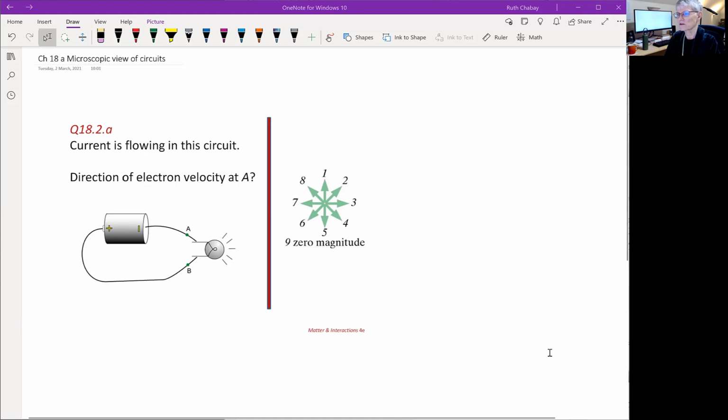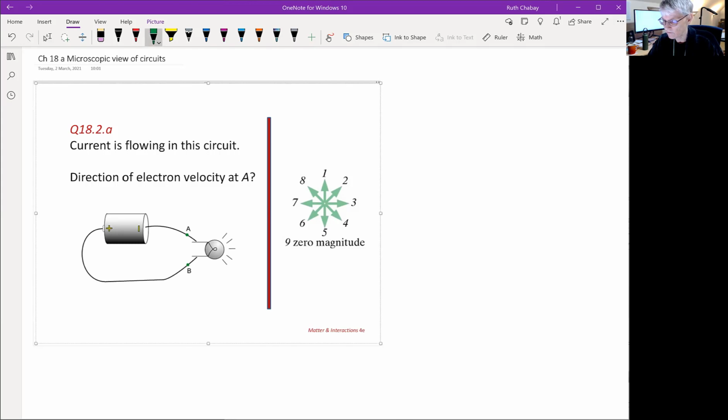I probably would have said four, because I would try to draw a line that's tangent to the wire at that point, since the electrons are flowing through the wire. And to me, that looks more like four. But I think if you said three, you probably knew what you meant. Okay, so that's right.